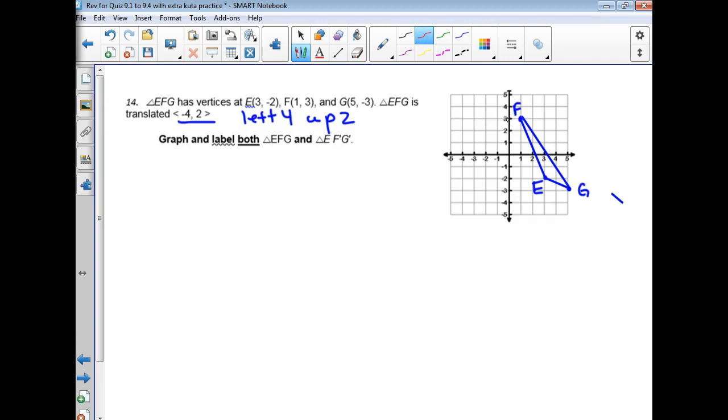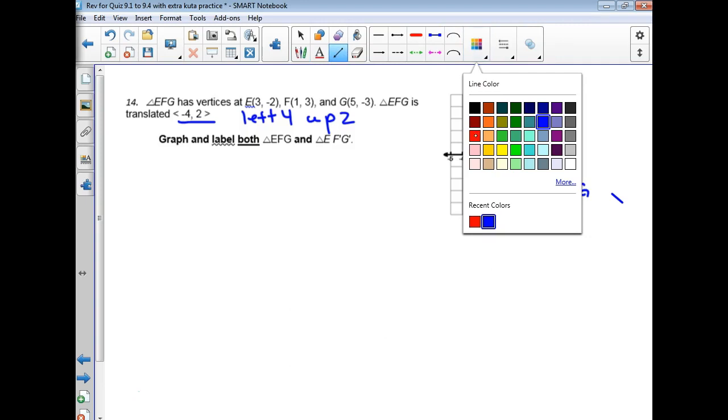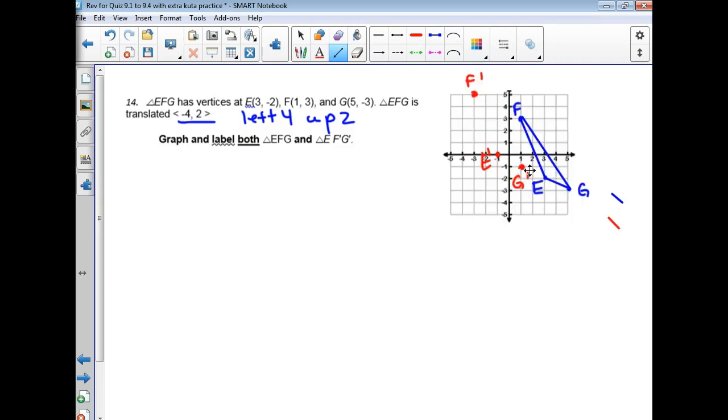So I'm going to count 1, 2, 3, 4, up 2, and make that F prime. Take G, slide it 1, 2, 3, 4 to the left and up 2. Label it E prime. Do the same for G, and label it G prime. And then we can draw it. I didn't do a very good job connecting to F, but that's a little better.